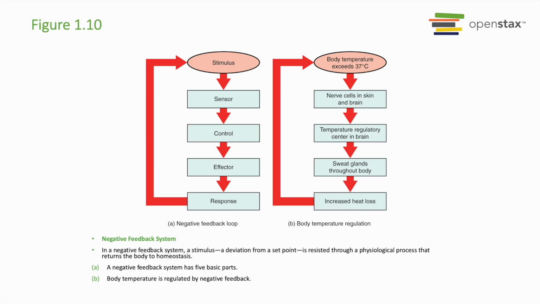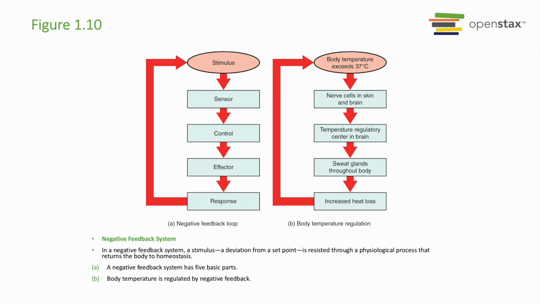This figure shows two flow charts labeled A and B. A shows a general negative feedback loop. The loop starts with a stimulus. Information about the stimulus is perceived by a sensor, which sends that information to a control center. The control center sends a signal to an effector, which creates a response. That then feeds back to the top of the flow chart by inhibiting the stimulus.